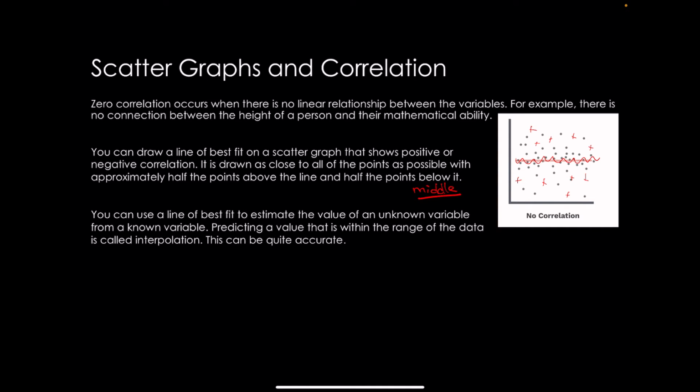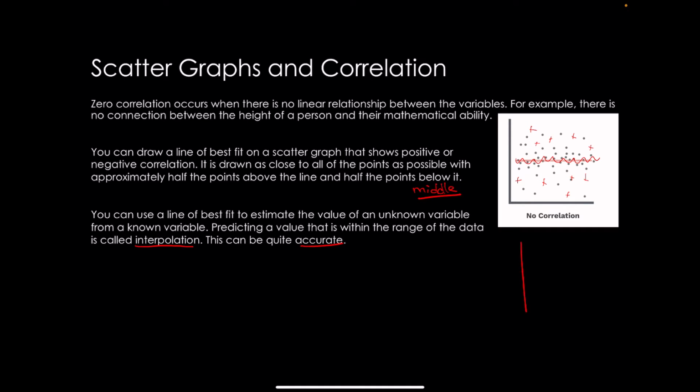You can then use the line of best fit once you've drawn it to estimate the value of an unknown variable from a known one. So that means that if you know someone's score in the 100-meter race, you might be able to predict their score in another sport, depending on the graph. Predicting a value that is within the range of the data is called interpolation. This is accurate.